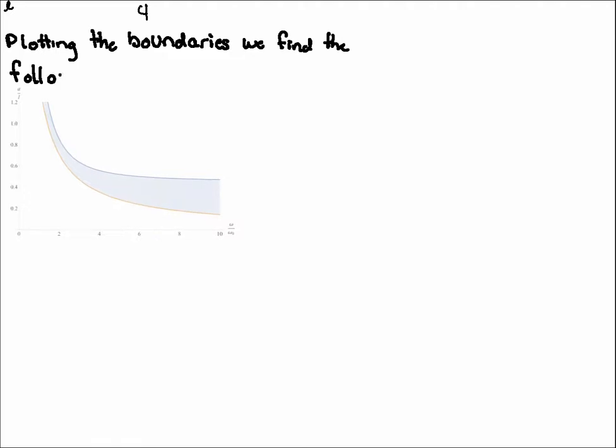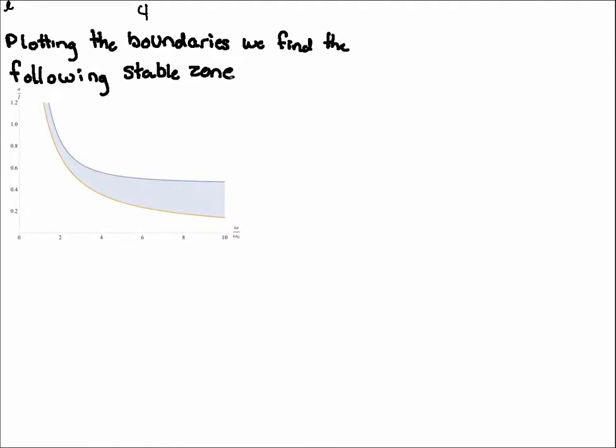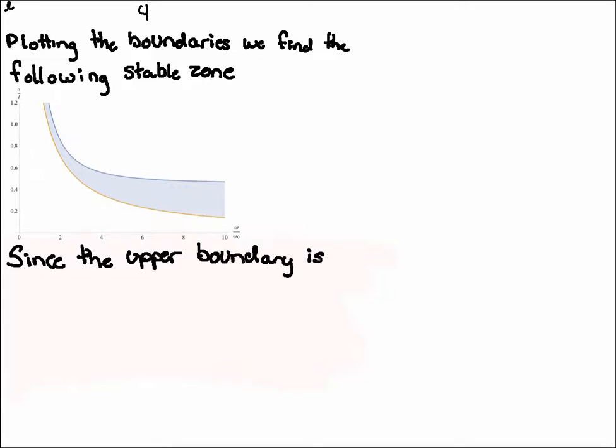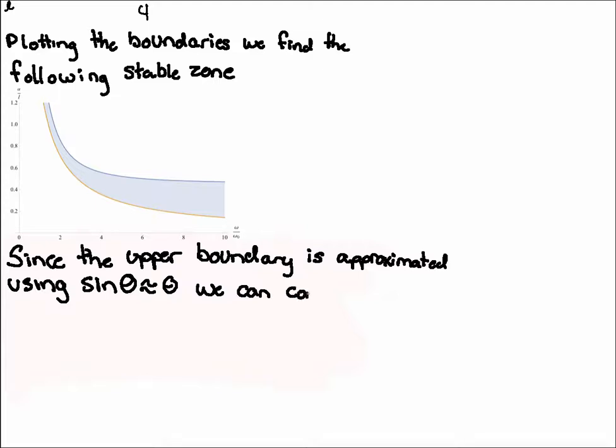Now that we have found both an upper and lower boundary for stability, we can plot these curves together and look at the zones of stability for the inverted pendulum. It is interesting to see that as the driving ratio of omega over omega naught decreases, the zone of stability also decreases. This means that as the driving frequency becomes closer and closer to the natural frequency of the pendulum, the amplitude over the length of the pendulum has to increase, and it becomes increasingly hard to satisfy these requirements for having a stable system.